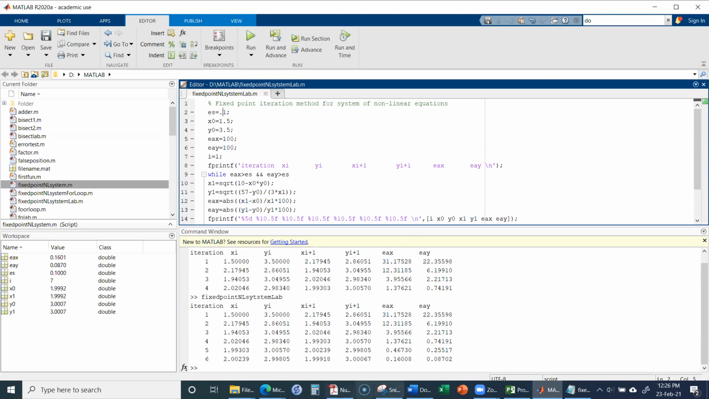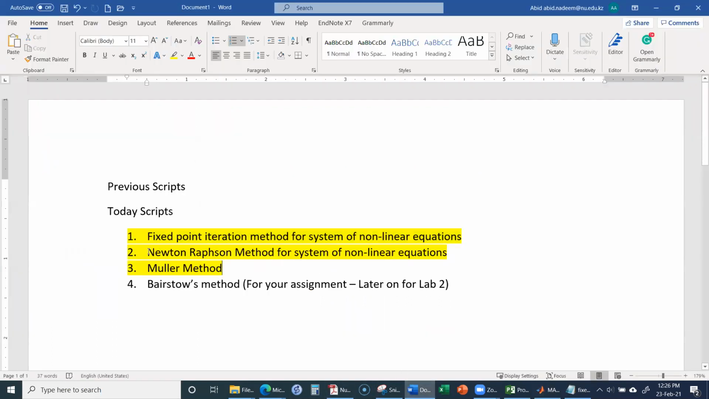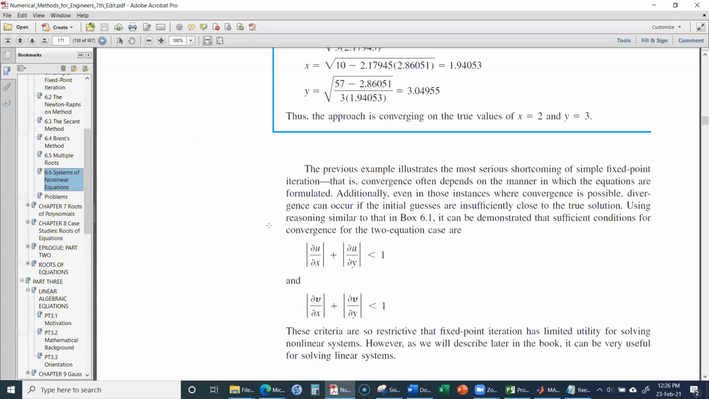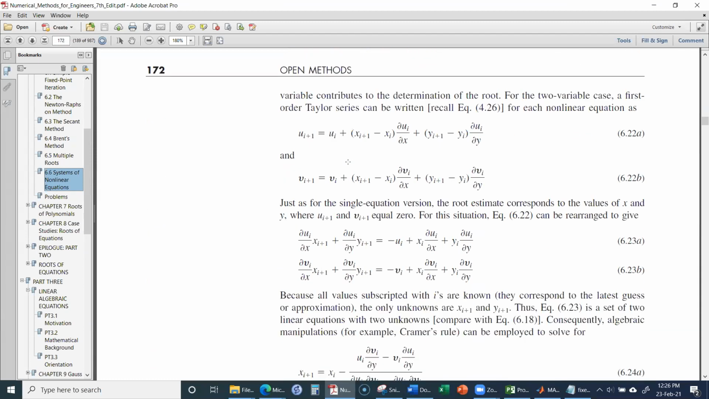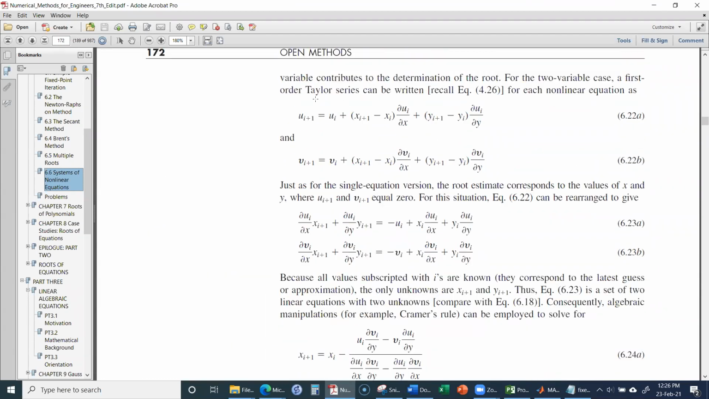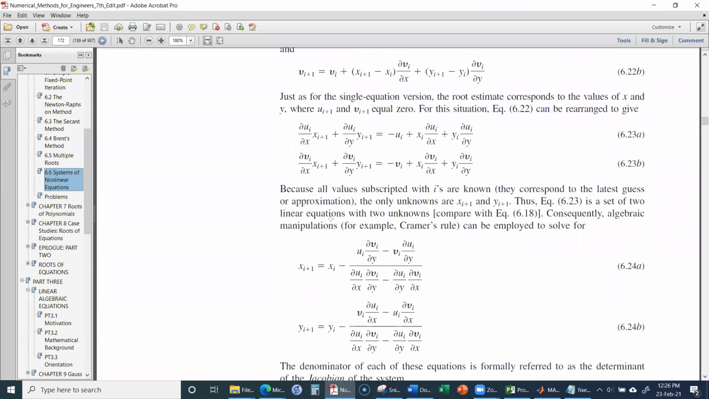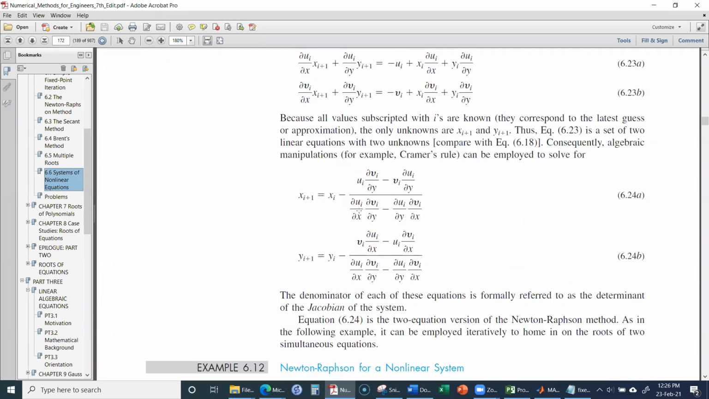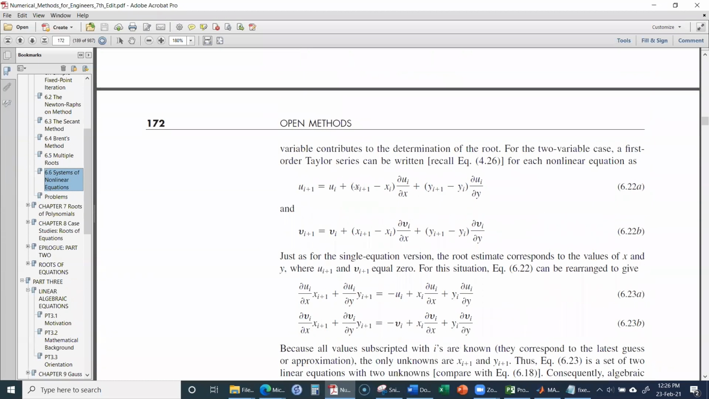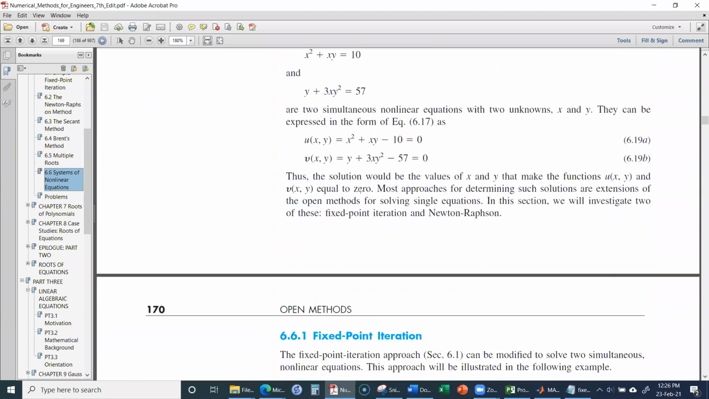Okay, so this was the first script which I wanted to illustrate. The second script is the Newton-Raphson method for the system of nonlinear equations. The second script is from this example. You have this set of equations, for example, xi is equal to this and this and this. In this case, the formulation is like this. So you have the u and v functions. For the Newton-Raphson method, we will have to define the u and v functions. Okay.